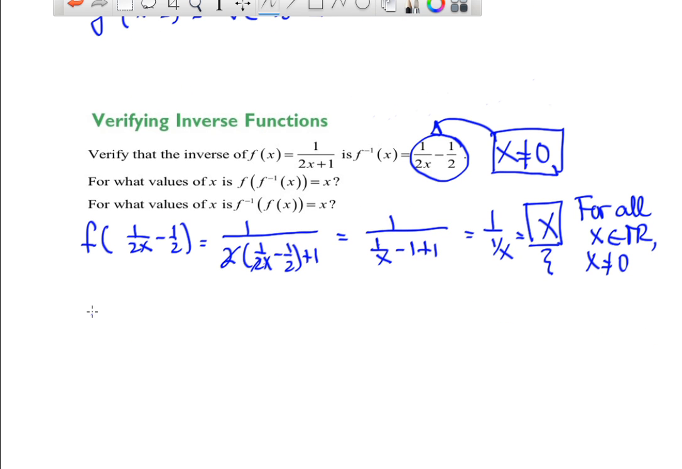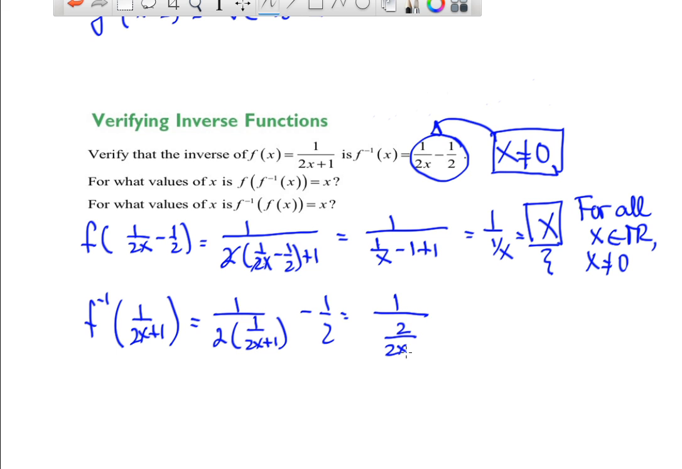So what about the other way? So I'm going to plug f of x, 2x plus 1, into 1 divided by 2 times 1 over 2x plus 1 minus a half. So that is 1 divided by 2x plus 1 minus a half, which is 2x plus 1 divided by 2 minus a half. That's actually a common denominator, so that's 2x plus 1 minus 1, that's 0, and 2x divided by 2, that is x.